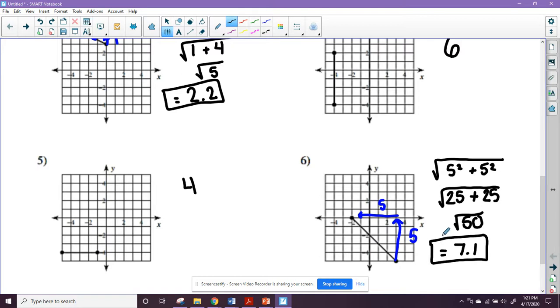And there you guys go. That is how you're going to find the distance of a line or from 2 points on that line on a coordinate plane.